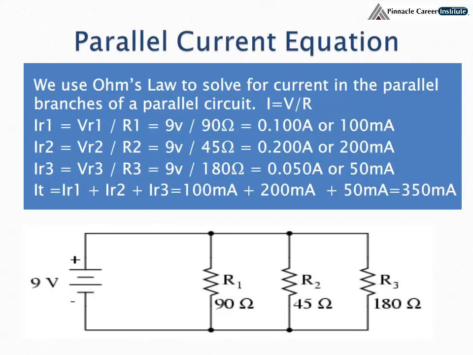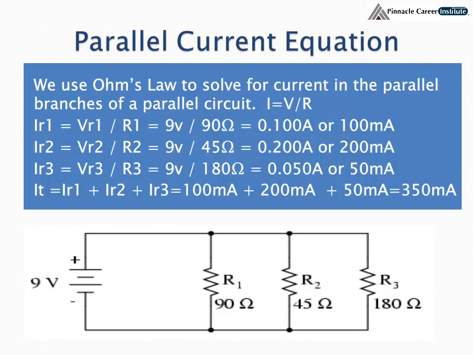With the voltage on each resistor, we now have 2 of the 3 different characteristics, so we can solve for the other one. And the other characteristic is current. So how do we solve for current in a parallel circuit? We use Ohm's law. I equals V divided by R. So IR1 will equal VR1, which we already know is 9 volts, divided by R1, which is 90 ohms. This gives us 0.100 amps, or 100 milliamps.